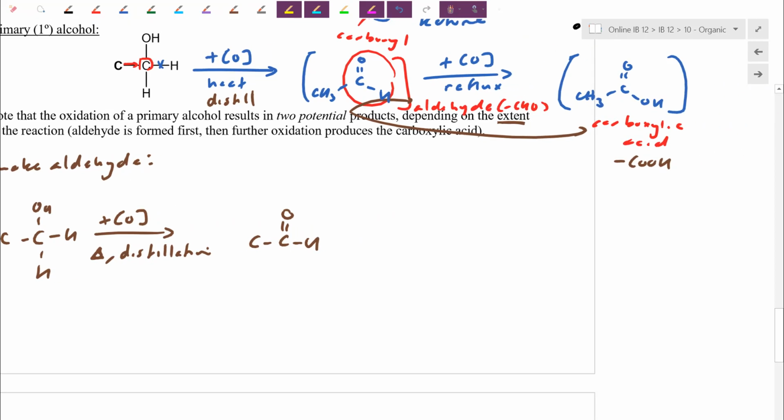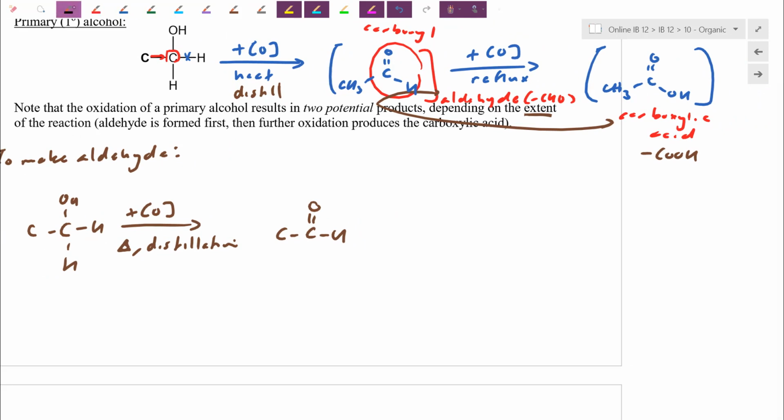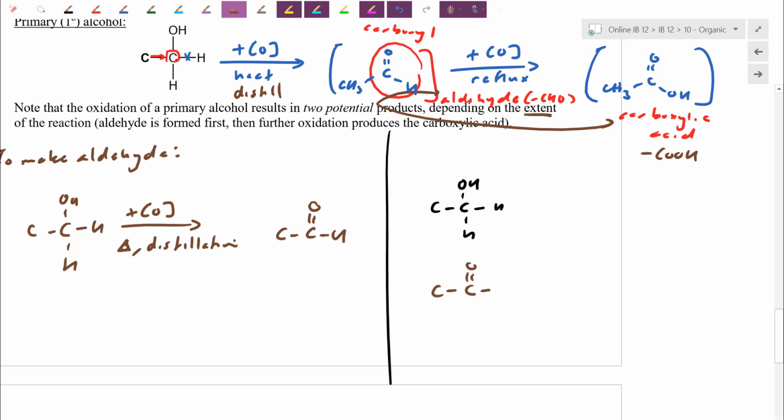So let's just compare these here. We have 3 potential things here. I started off with my alcohol. So I started off with ethanol, right? That's molecule number 1. My aldehyde is slightly more oxidized. I've lost the hydrogen. I've lost this hydrogen here. I managed to break a little bit of the structure, but I'm not breaking a C to C bond. That's my aldehyde. And if this fully goes completely, it's going to end up forming a carboxylic acid.